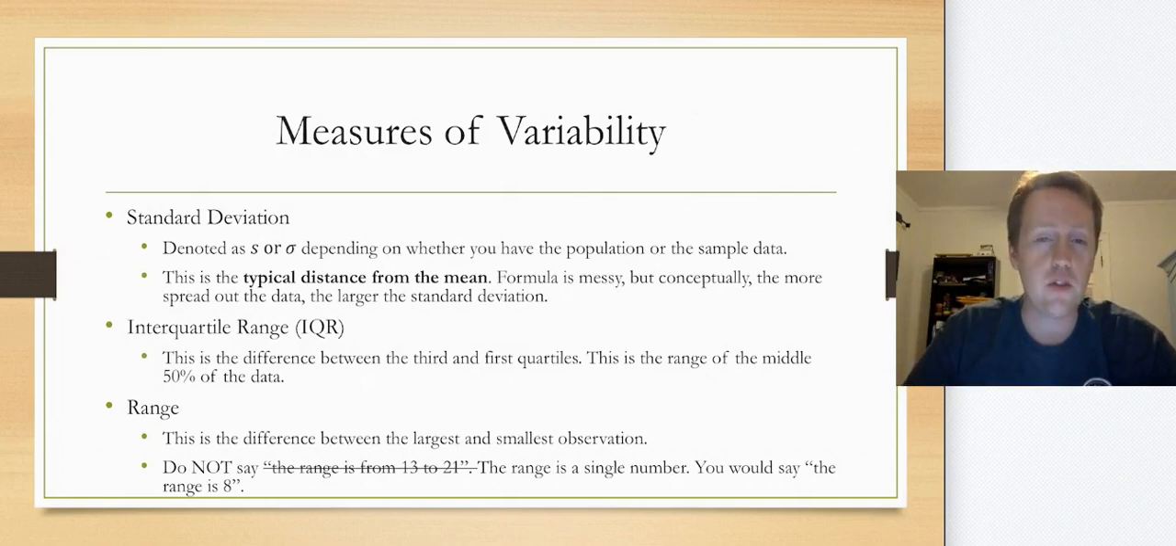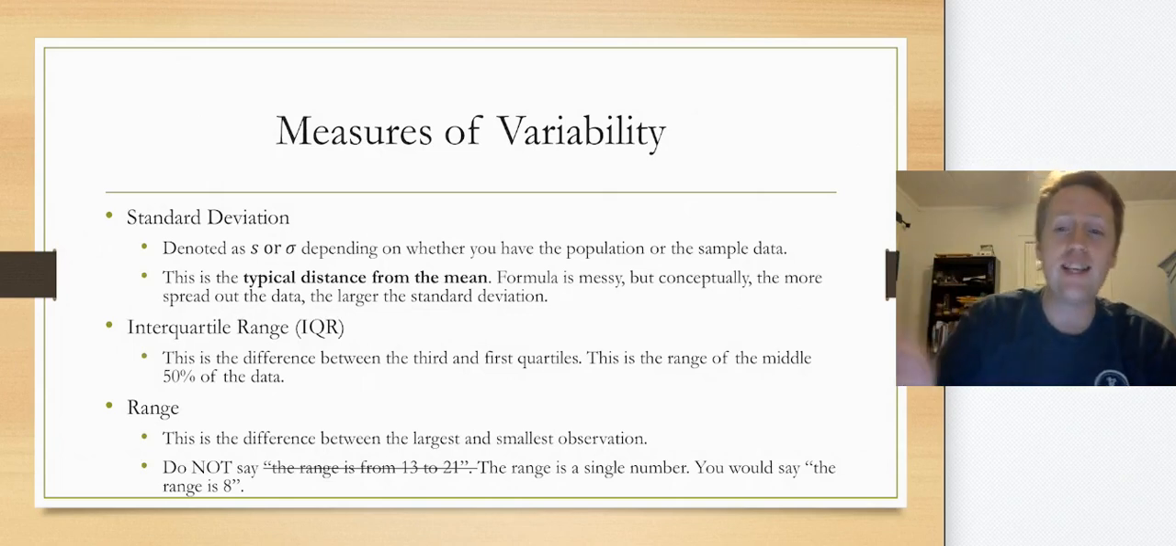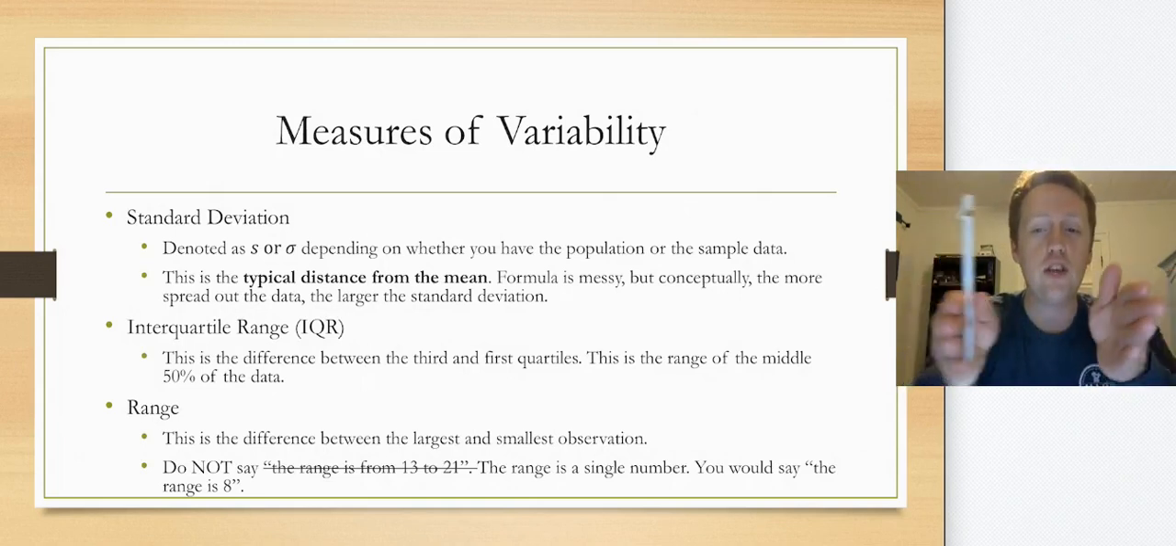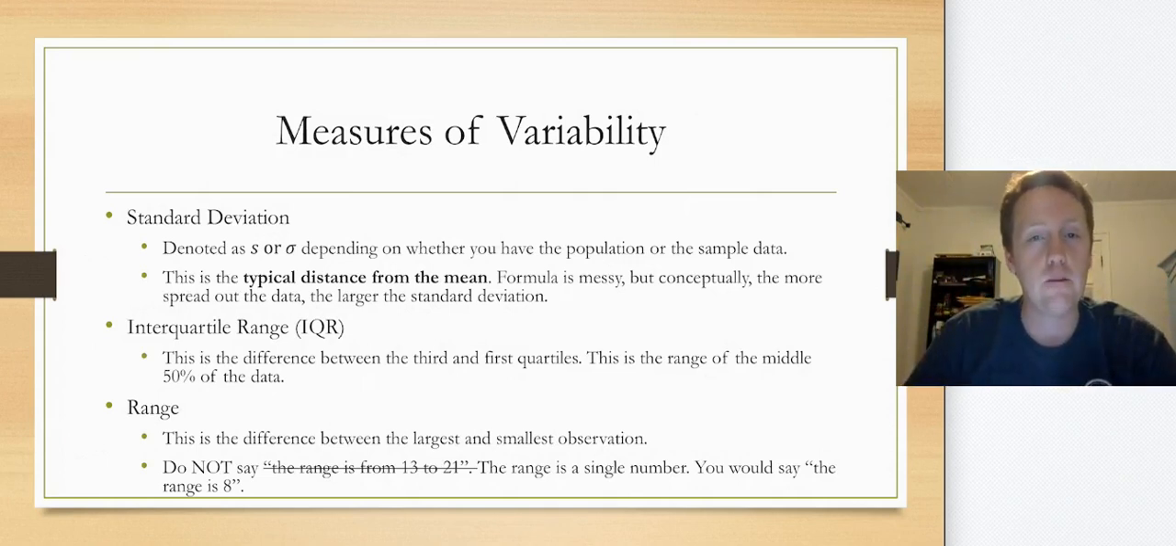IQR is the difference between the third and first quartile. So remember, the quartiles separate a data set into 4 equally sized pieces. Now they might be different widths, but they will contain the same number of observations. And that's a concept question that they like to play with a lot. Each quartile contains 25% of the data set. The interquartile range is the difference between Q3 and Q1. So that's going to be your middle 50%. So it's the range of the middle 50% of the data.